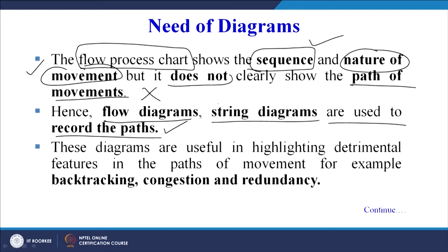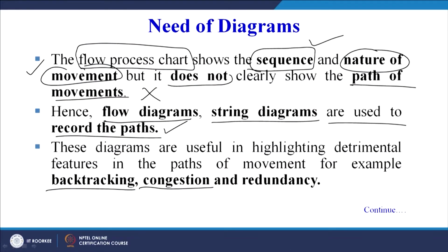Now we want to improve our method. So when we draw the flow diagram, we are drawing it with a purpose. Now what is the purpose? We want to improve the current method of doing the job. So what can be the detrimental effects, the problem areas, the issues, the challenges? These are backtracking, maybe we are moving forward and then coming back; congestion, a lot of lines going through a particular path; and redundancy, unnecessary movement. These are the three examples: backtracking, congestion, redundancy.